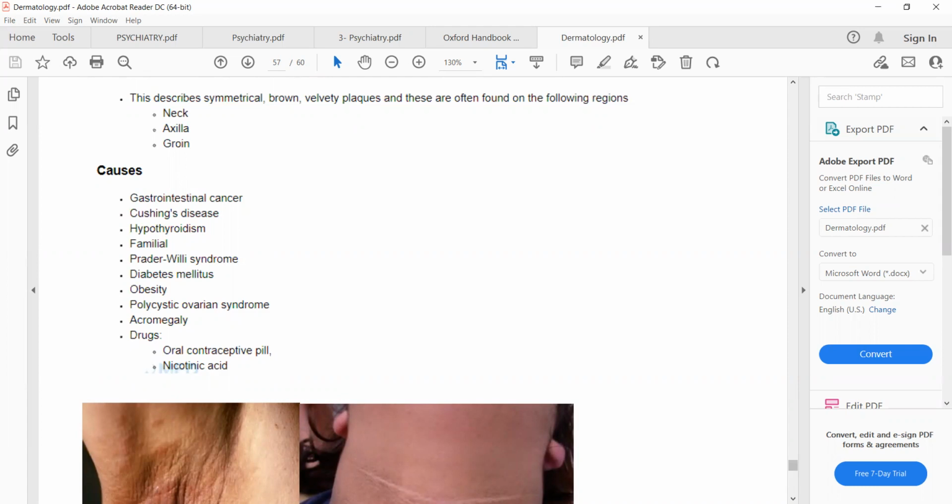nigricans. There are some other conditions such as diabetes mellitus, because in diabetes mellitus there is insulin resistance. So these two conditions you can remember as important ones in which there is Xanthlaesma nigricans. Other than these two, gastrointestinal cancer, Cushing disease, hypothyroidism, Prader-Willi syndrome, there are a lot of diseases which have Xanthlaesma nigricans. You only need to remember one or two, such as diabetes mellitus and polycystic ovarian syndrome.